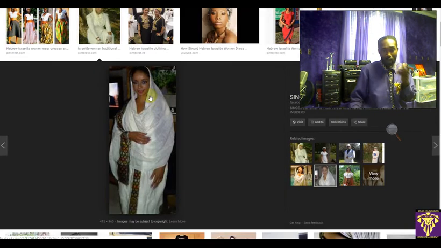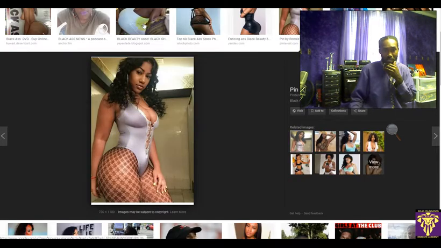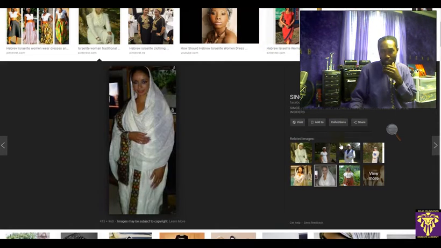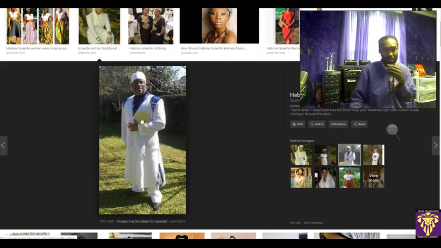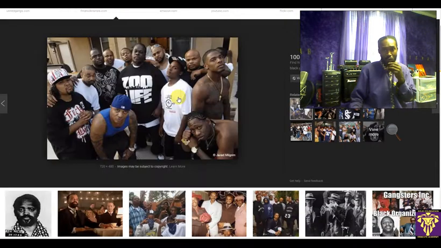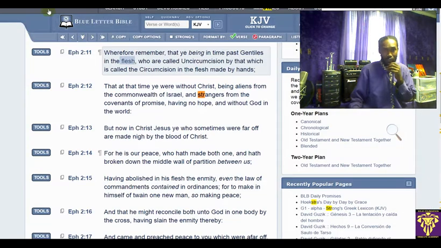This is a Hebrew woman keeping the law, statutes, and commandments and righteousness. This is a Hebrew woman in the flesh. This is a Hebrew man keeping the law, statutes, and commandments and righteousness. This is a Hebrew man in the flesh, uncircumcised, figuratively. Feel me? Uncircumcised by that which is called circumcision in the flesh made by hands.